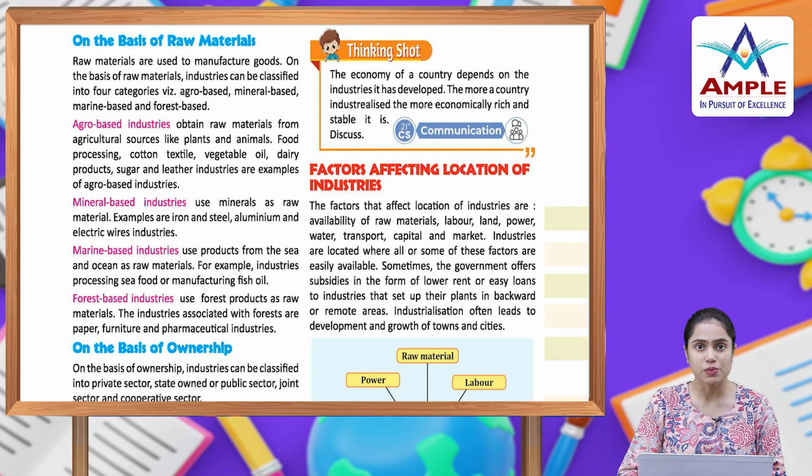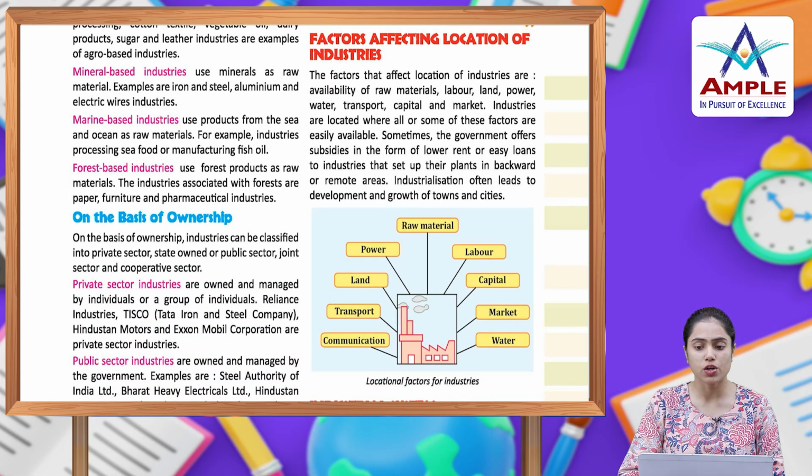Discuss. बच्चों इसकी प्रैक्टिस खुद से कीजिएगा। Factors affecting location of industries. The factors that affect location of industries are availability of raw materials, labor, land, power, water, transport, capital and market. Industries are located where all or some of those factors are easily available.